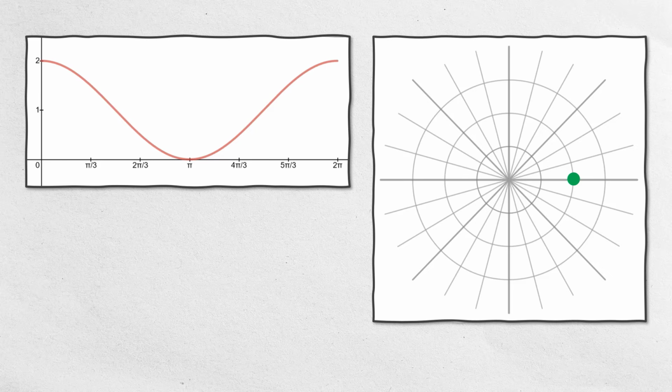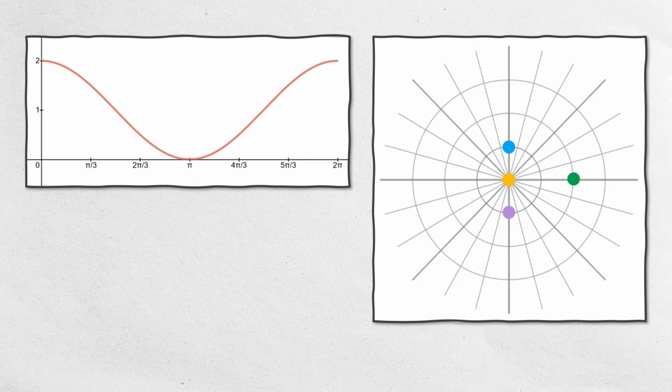Other points that are extremely easy to plot are pi over 2, pi, 3 pi over 2, and 2 pi. We see that at pi over 2, r is 1. At pi, r is 0. At 3 pi over 2, we get r to be 1. Coming back to 2 pi, we get 2, which is our starting point.